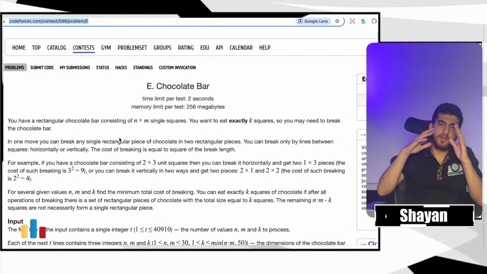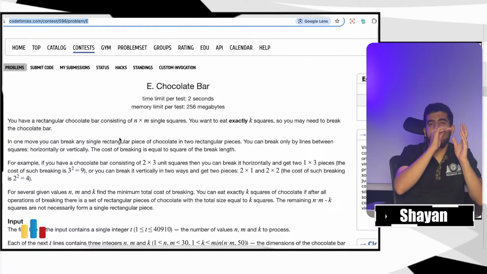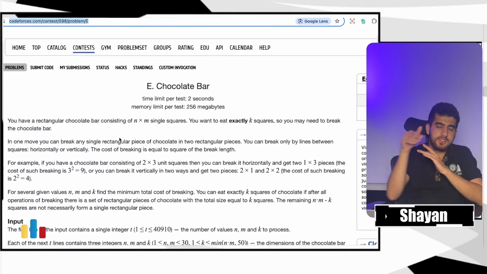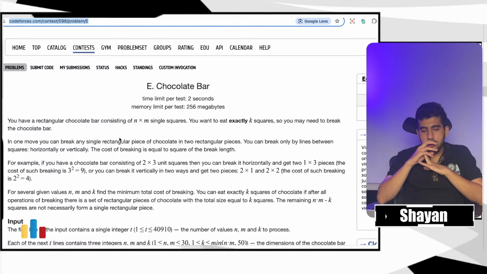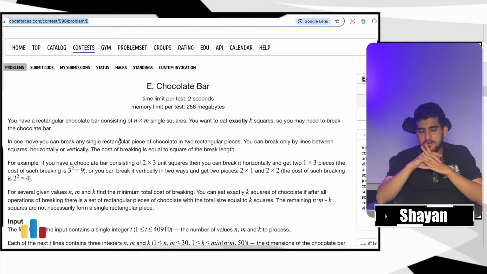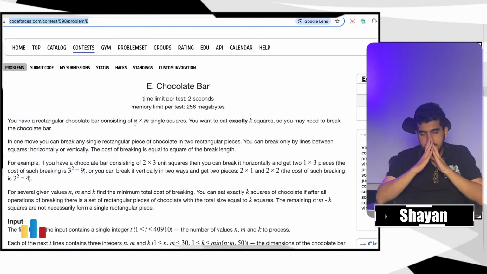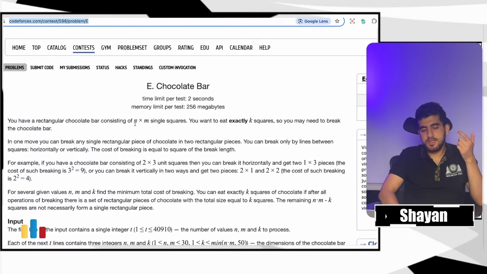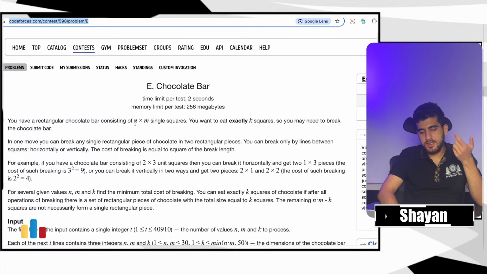So you have a chocolate bar, it is like a grid of n by m. You want to eat exactly k squares out of these n times m squares. In one move, you can break any single rectangular piece of chocolate into rectangular pieces. You can break only by lines between the squares, horizontally or vertically. The cost of breaking is equal to the square of the break length.